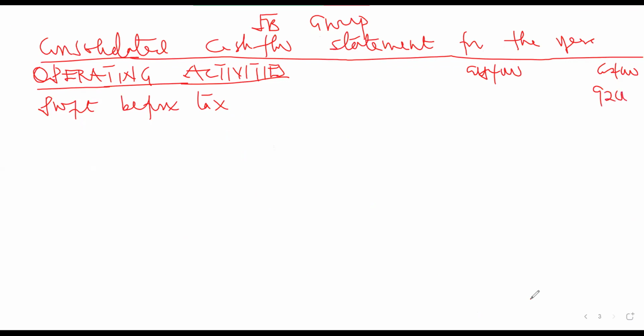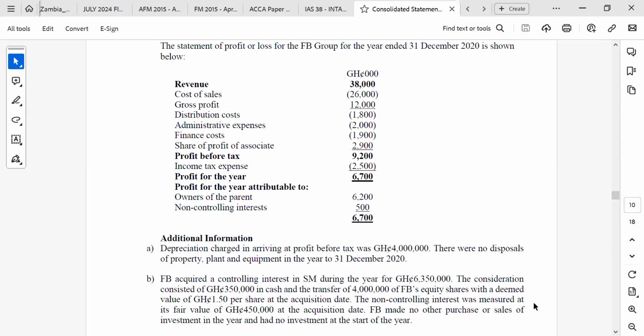Sir, yes, please. Does it mean that because there's no profit after the share of associate profit, that's why we are taking profit before tax? But if there should be a profit after the associate profit, then we take that one. The profit before tax is the profit after the associate profit. We have associate profit of 2,900. Oh, okay.